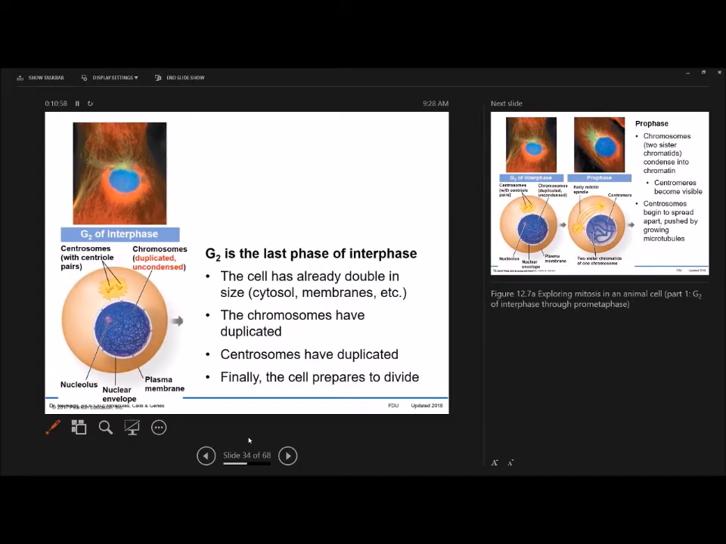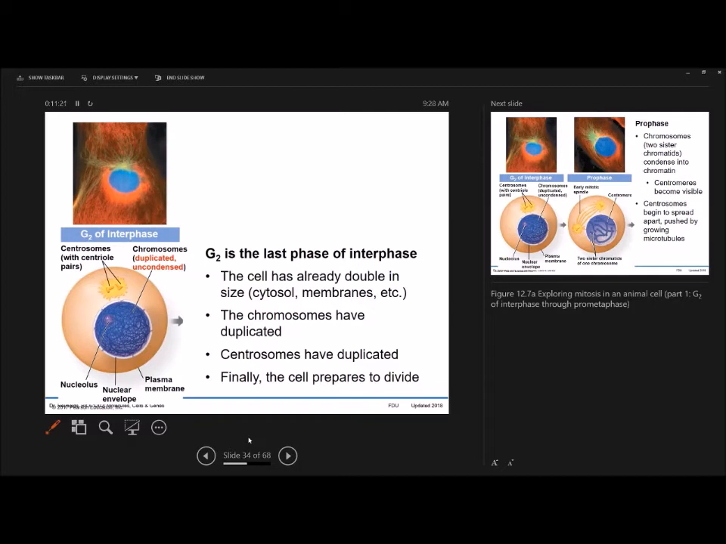G2 is the last phase of interphase. This is what a cell looks like right before it goes into mitosis. The cell has already doubled in size. What phase was that? The cell has duplicated its chromosomes. What phase was that? The cell has duplicated its centrosomes. What phase was that? S phase.